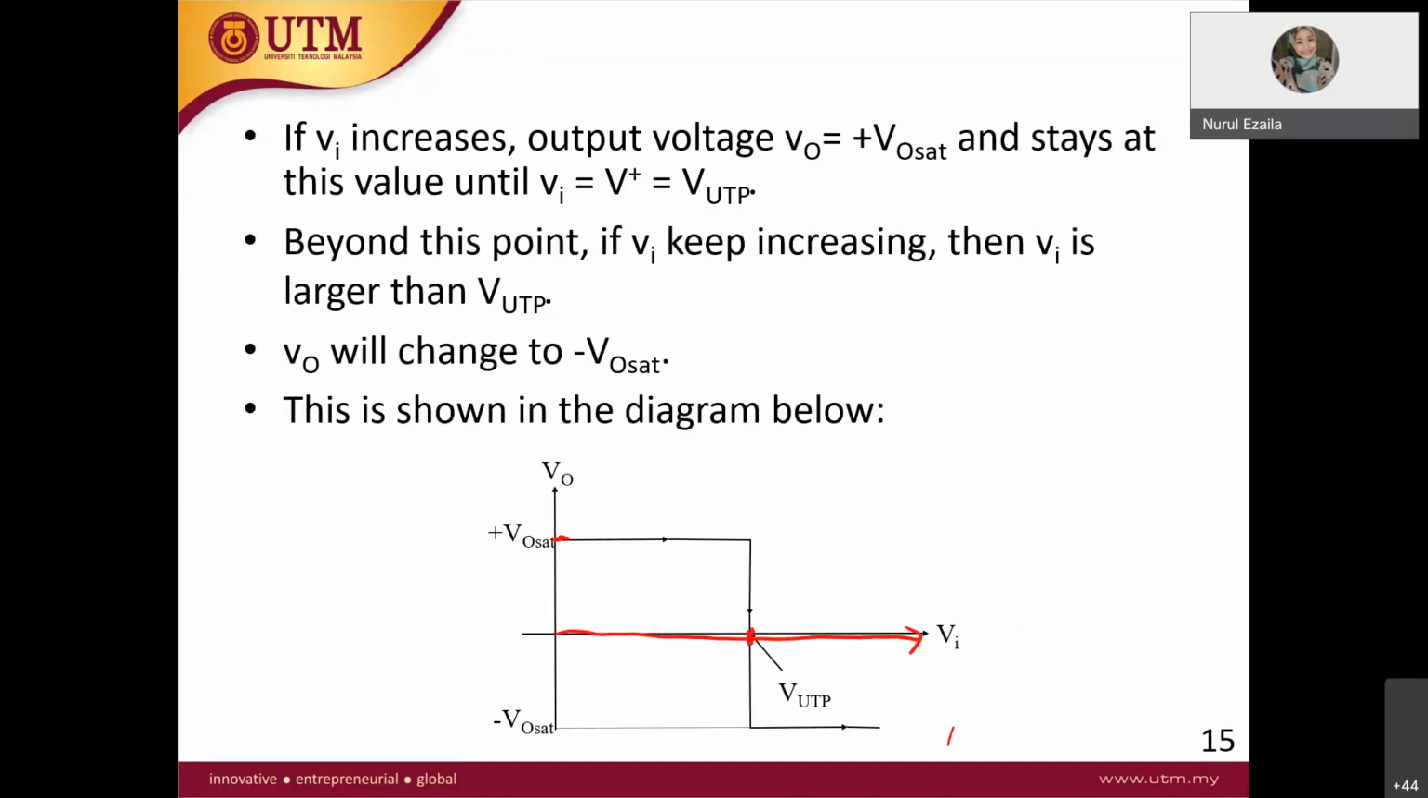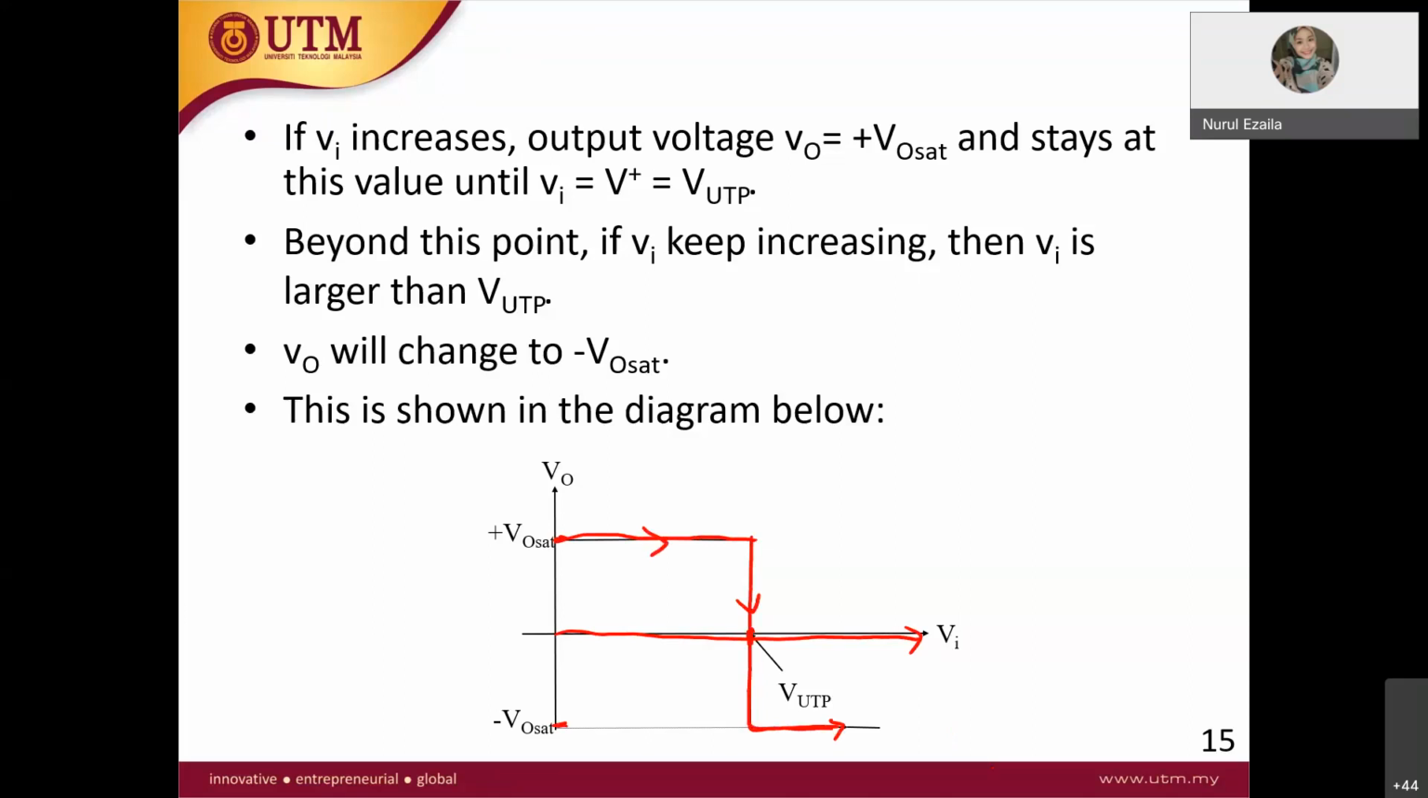But beyond this point, V in will still keep increasing, larger than the VUTP. After that, it will change to negative V out saturation. So this is what happens for the V upper trigger, V upper trigger.